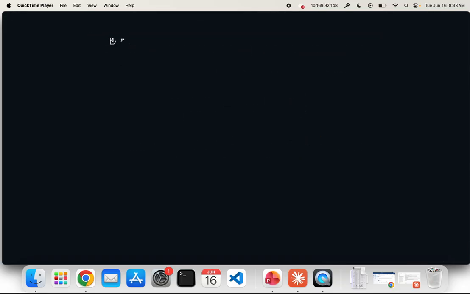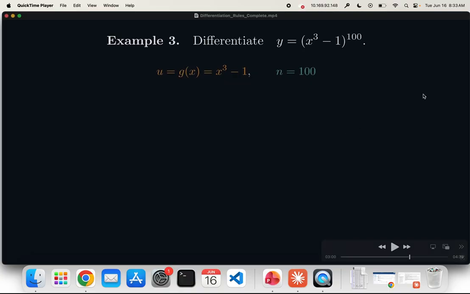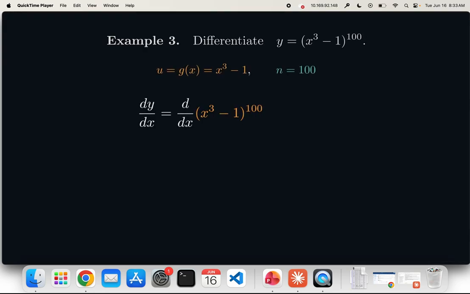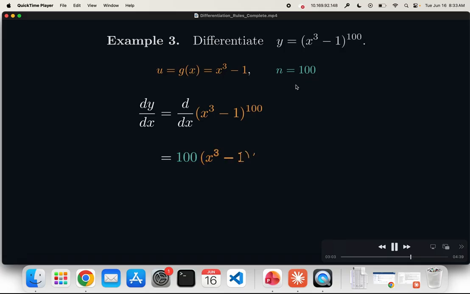So the inside is the g of x. Okay, here we go. So here's the inside function. Here's the outside, the power function. So to differentiate this, you do the outside first. You do the power rule first. Bring down the 100, and then subtract 1, 99. But you leave the inside function alone. It's all in terms of the inside function. It's all evaluated at the inner function.